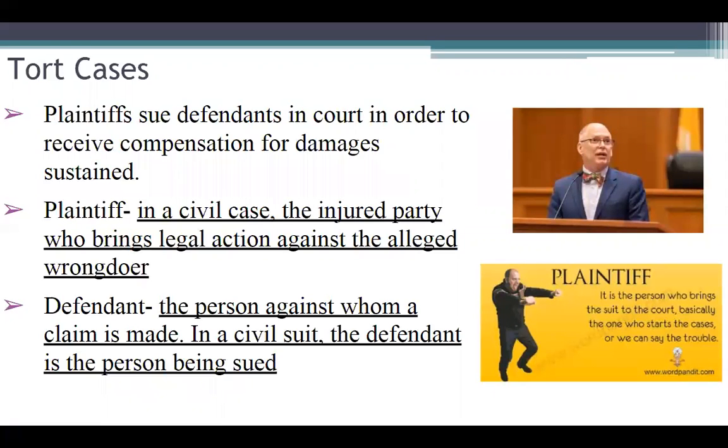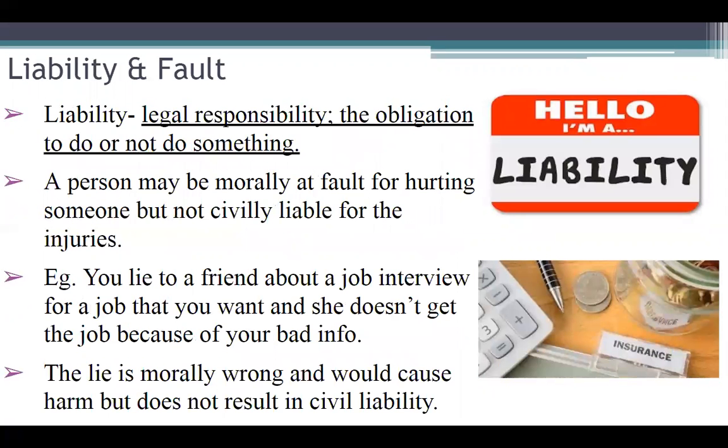And so you'll see this all the time on court TV shows that deal with civil law as opposed to criminal law, right? And so the central idea that we talked about is who is liable. And so liability is what we call legal responsibility. It is the obligation to either do something or not to do something. So a person may be morally at fault for hurting somebody, but not necessarily civilly liable for their injuries.